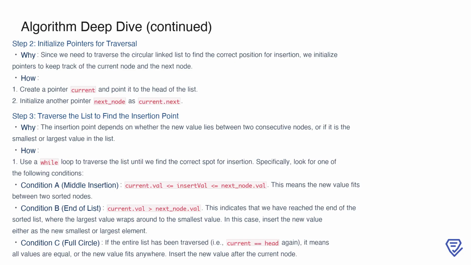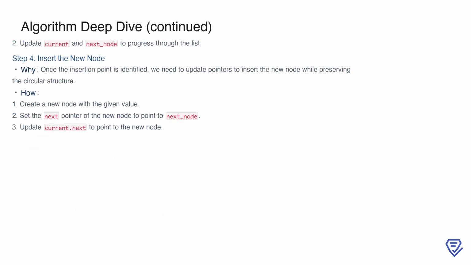Finally, if we traverse the entire list and come full circle back to the head without finding a suitable spot, it means all the nodes have the same value, or the new value can be inserted anywhere. In this case, we insert the new value after the current node. As we continue traversing the list, we keep updating the current and next_node pointers to progress through the nodes.